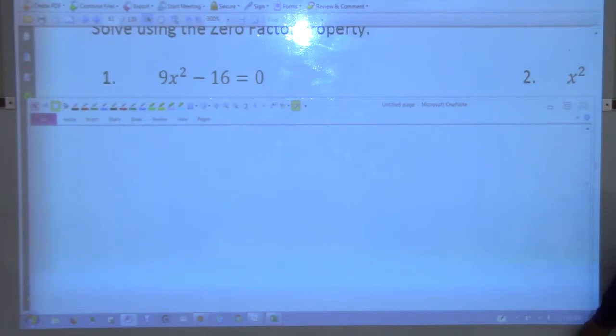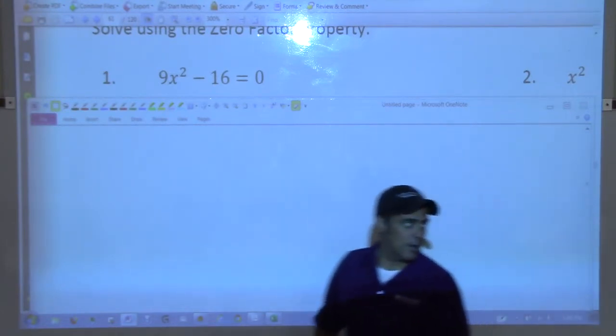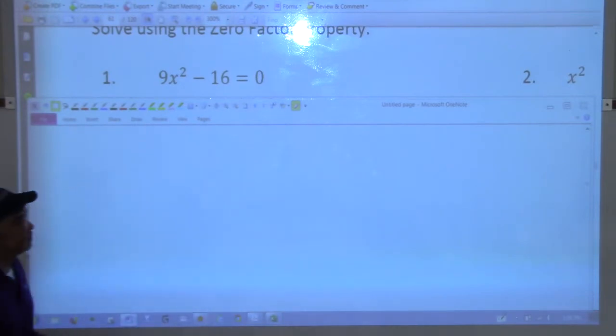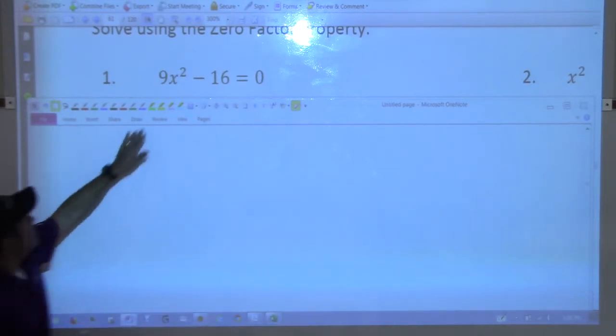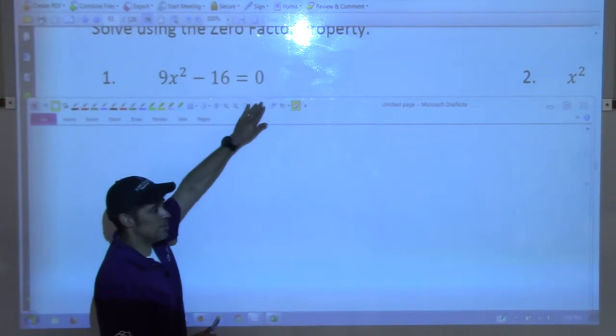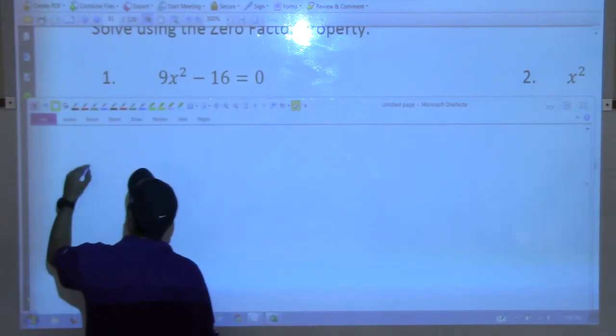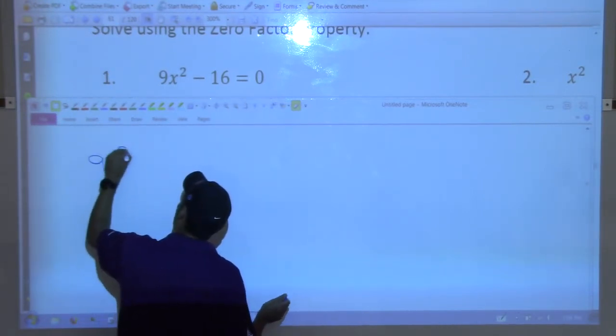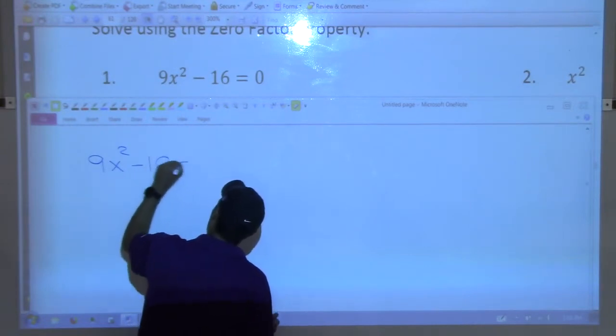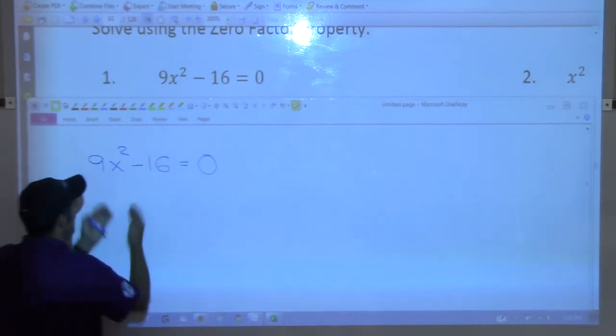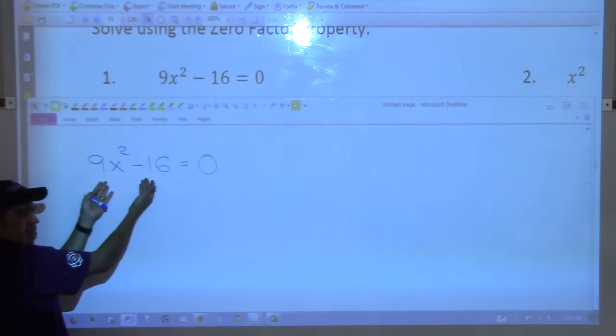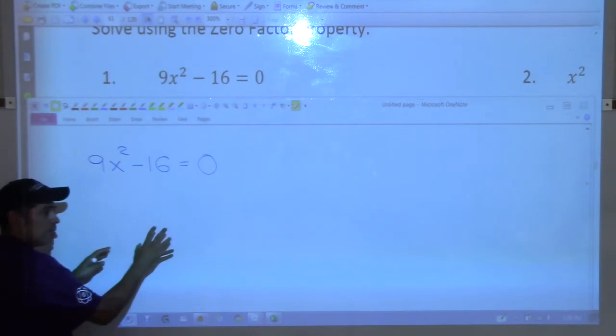See this first one here? 9x squared minus 16 equals 0. Can you use the zero factor property right now? Do you have something times something equals 0? No, you have something minus something equals 0. So you cannot use the zero factor property unless somehow magically you have a way of making this a multiplication, which means factoring, right? That's what factoring does. It turns things from this into things being multiplied.